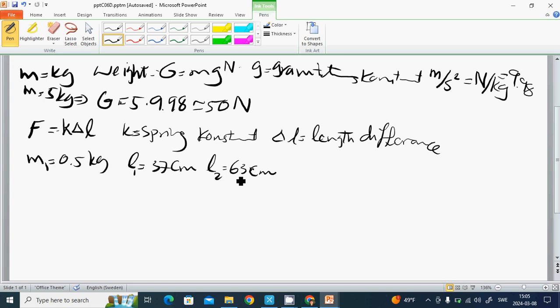And we will know how much. First, when he hanged the coffee with the spring, the length was 37, and then he hanged the package and it became length 63 centimeter. Then we know that F equals to k delta L.